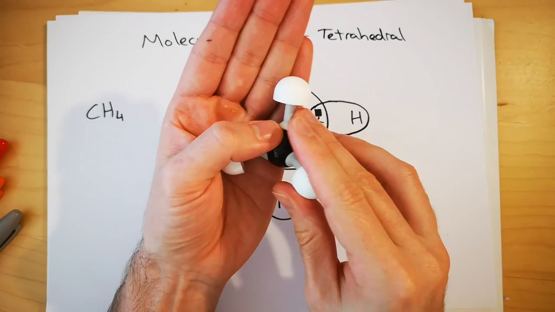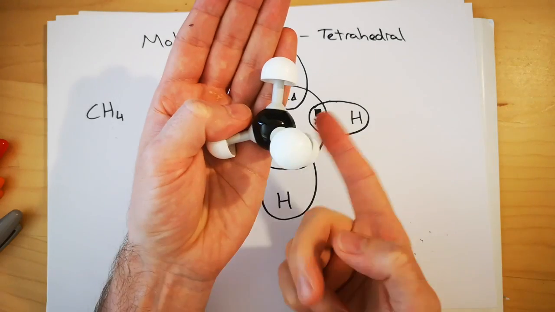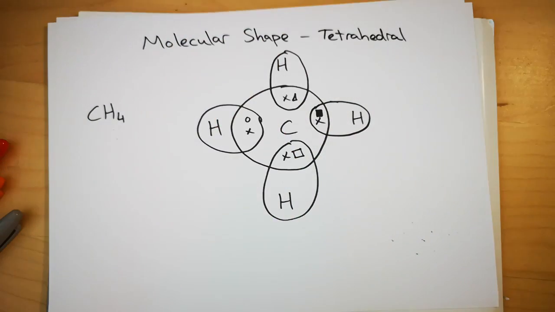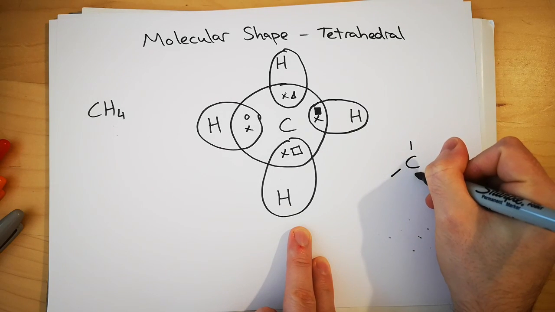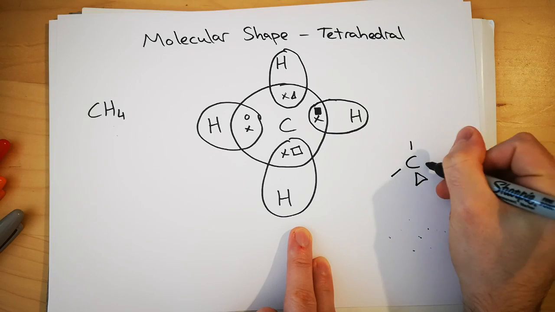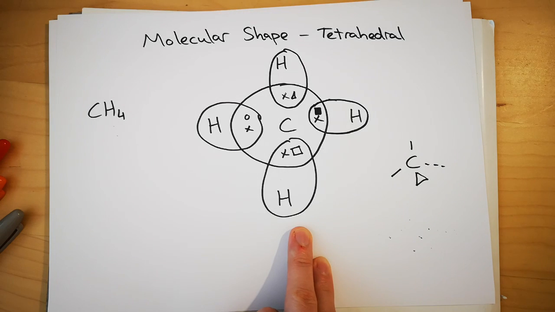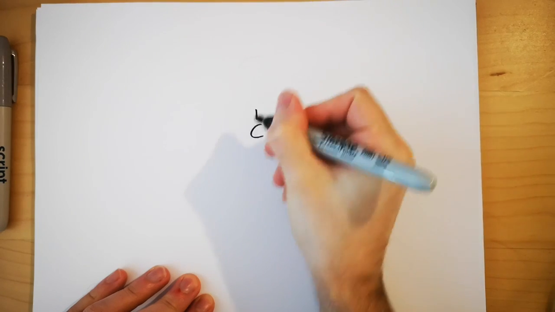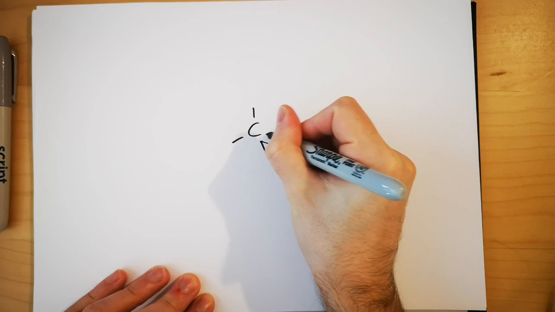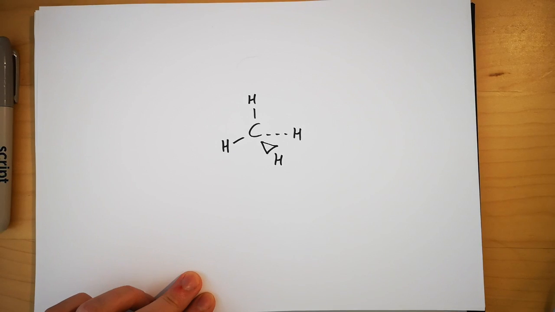Now, what I want to do with this one is have 2 bonds on the flat plane, and that means this one's going to pop out and that one's going to go back into the page. So if I draw that out, I've got my flat bonds there, I've got my triangle coming out there, and I've got my hydrogen going back there. So with all of those bonds put in, and the hydrogens drawn in, my molecule looks like this, and that is my tetrahedral molecule.